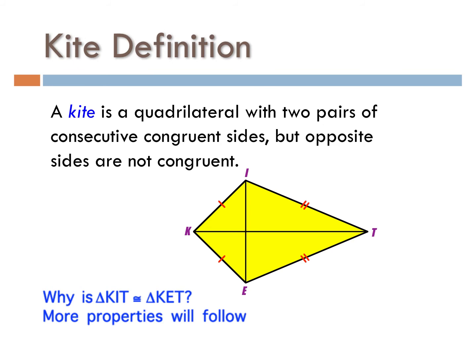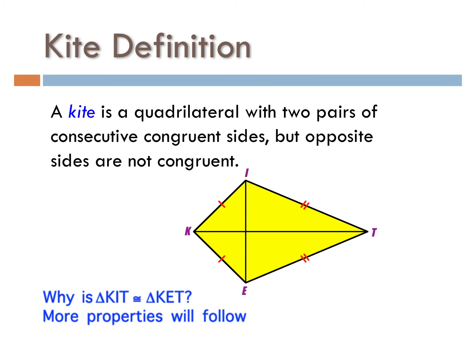A kite is a quadrilateral, so again, 4 sides, with 2 pairs of consecutive, meaning next to each other, congruent sides, but opposite sides are not parallel. So that's why this side and this side, they're consecutive, next to each other, and congruent. This side and this side are consecutive, they're next to each other, and they're congruent. Now the reason that opposite sides can't be congruent: if this side was congruent to this side, that's one of the properties of a parallelogram, that both pairs of opposite sides are congruent. If we had opposite sides being congruent, this wouldn't be a kite anymore, it would be a parallelogram.